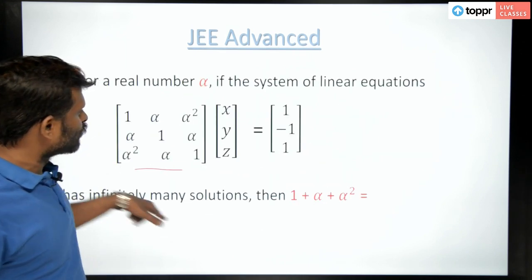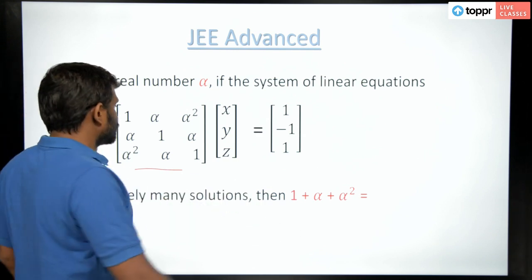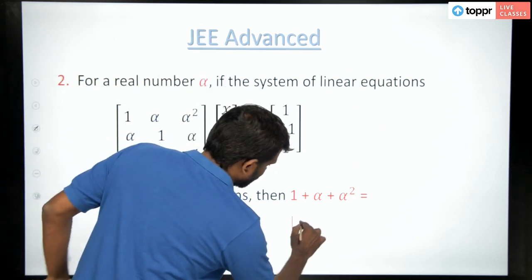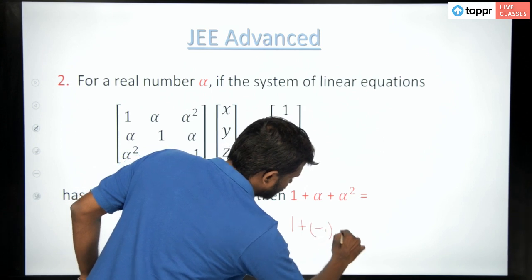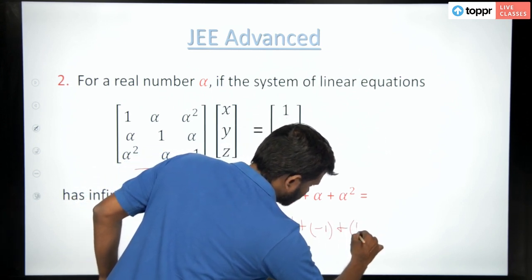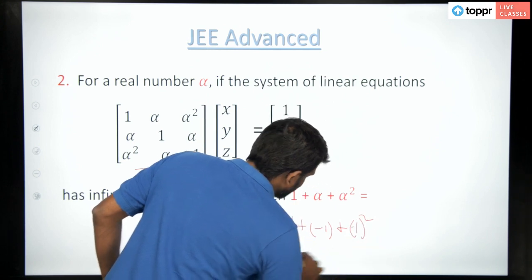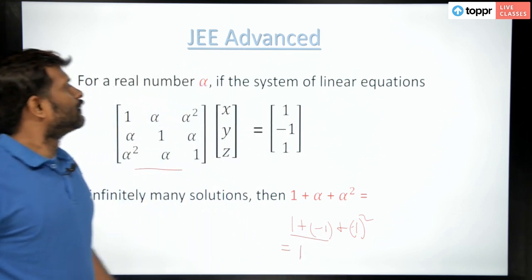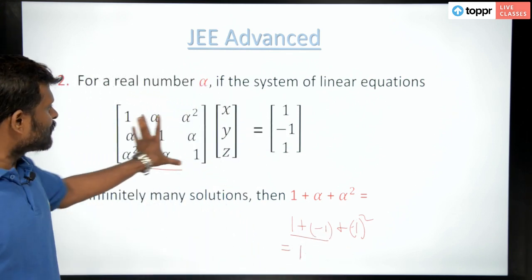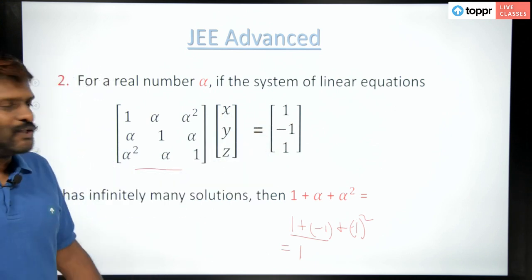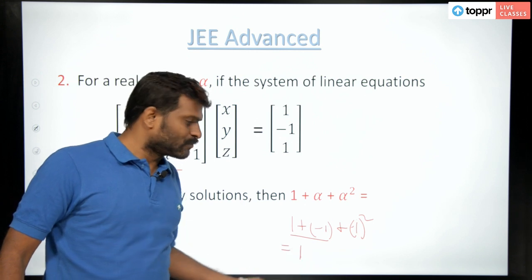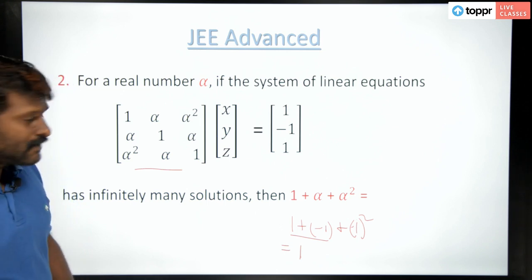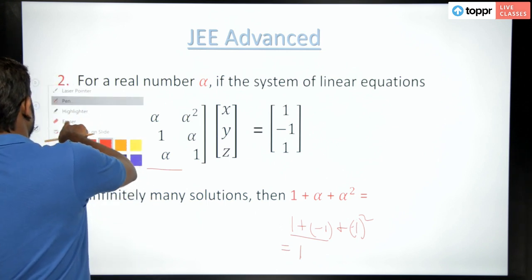So, what is he asking us to find here? Find the value of 1 plus alpha square. So, what can we do here? 1 plus alpha square is 1 plus minus 1 square. So, this value is equal to, this is 0, so 1. So, when this system has infinitely many solutions, the value of 1 plus alpha square should be equal to 1, and that is at alpha is equal to minus 1, right. Clear? Now, let us go to our next question.